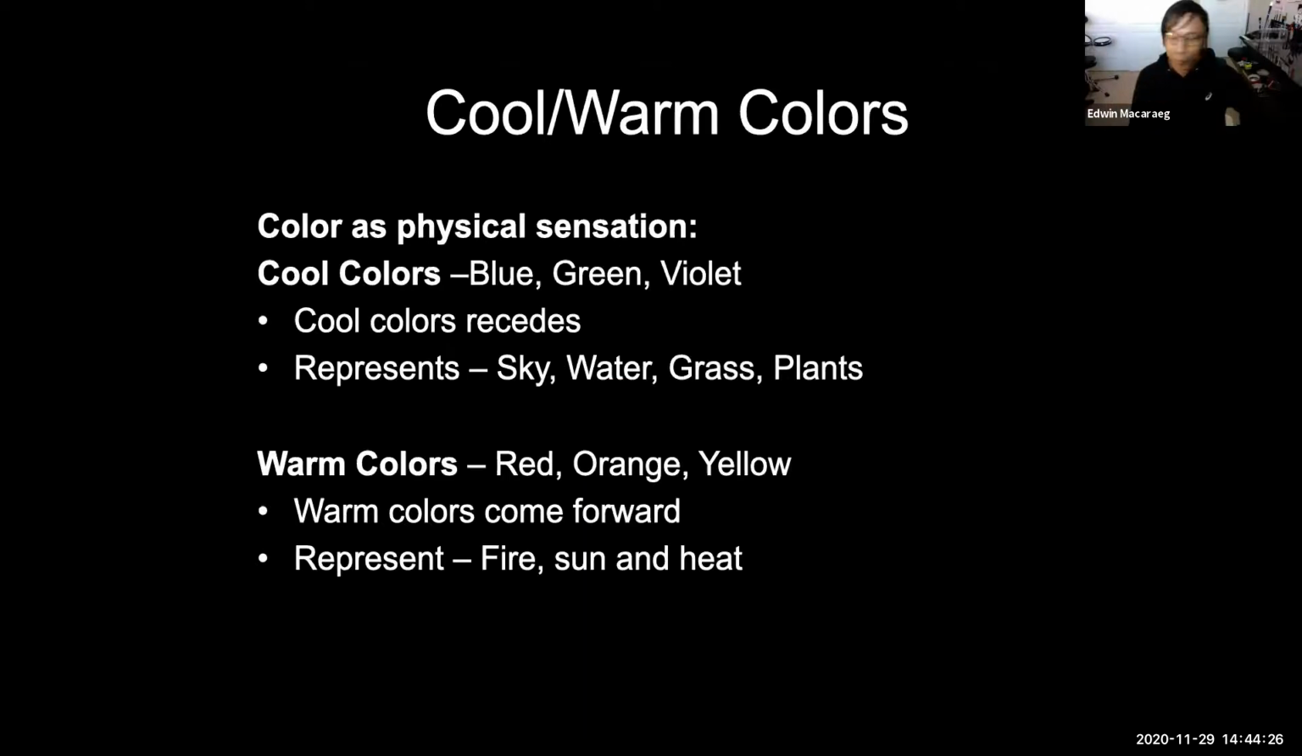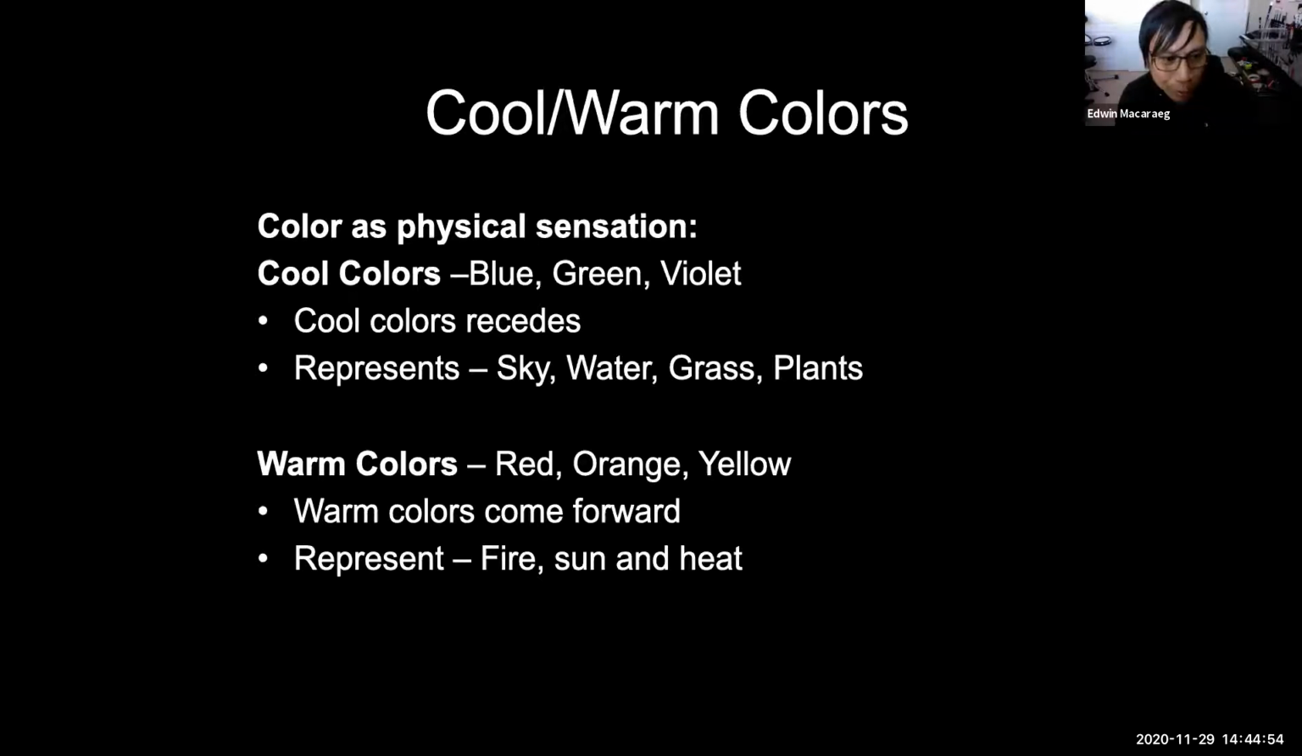Okay. And a little bit more info on the color wheel. There are these cool and warm colors. Cool colors are blue, green, and violet. Some of the characteristics of these cool colors is they have this tendency to recede. In other words, they seem to be pushed back into the distance.